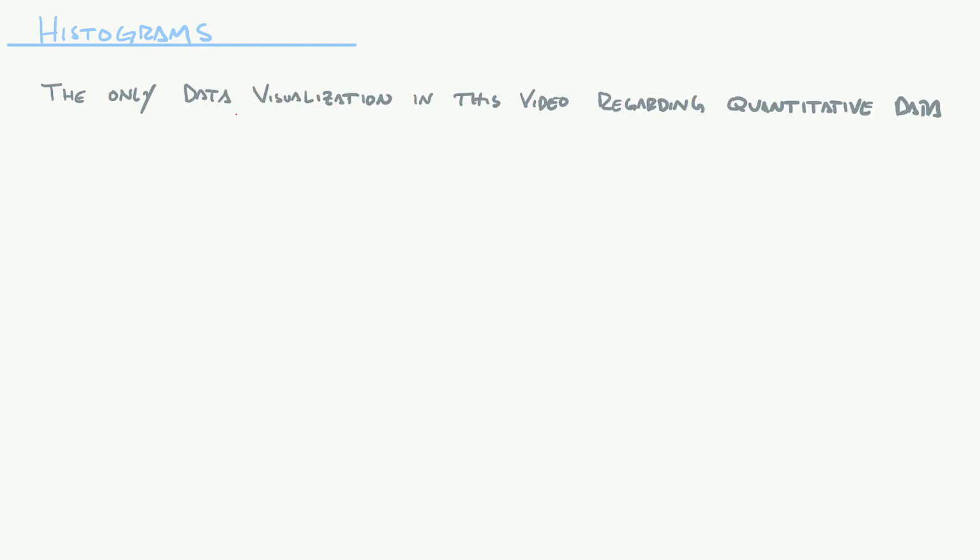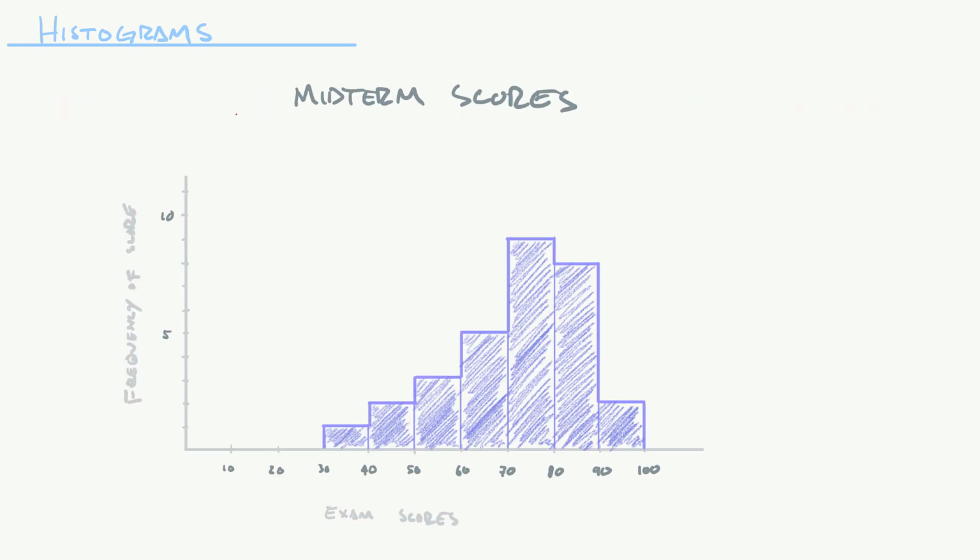Histograms. Histograms are the only data visualization in this video that pertain to quantitative data. And here's what it looks like. And I think right away you're going to notice some similarities with bar charts, but they are different. Okay, they're very different. I mean, aside from the fact that now we're talking about numerical data values as opposed to categorical data values, the bars are touching. Maybe that's the first thing to point out here.